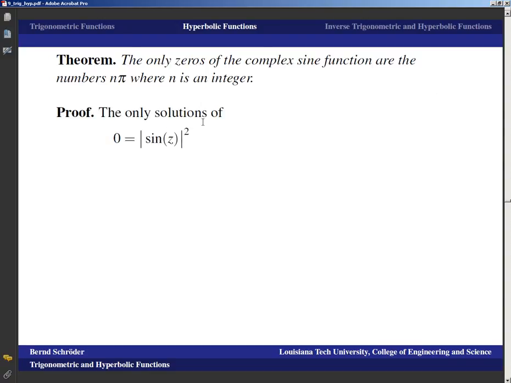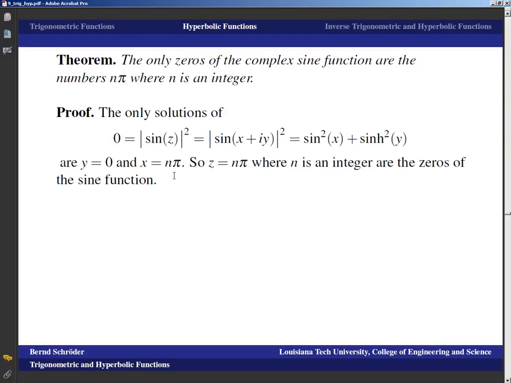And the proof: the only solutions of sine z equals 0 are the solutions of the absolute value of sine z squared being equal to 0. The absolute value of sine z squared is sine squared x plus sinh squared y when z is x plus iy. And in order for that to be 0, both of these squares have to be 0, because these now are real numbers, because we have real inputs. And that means, well, the sinh is only equal to 0 at 0, so y must be equal to 0, and x must be equal to n pi because the real sine function is only 0 at n pi.